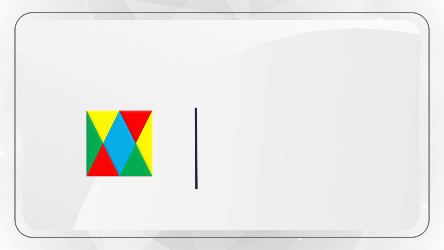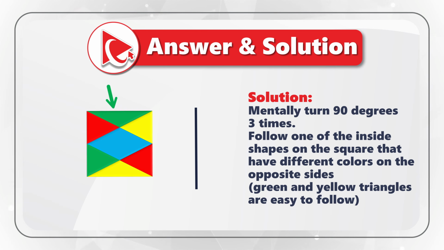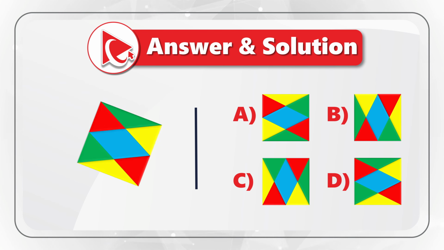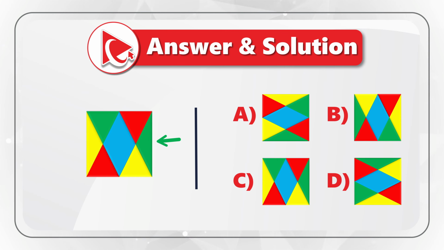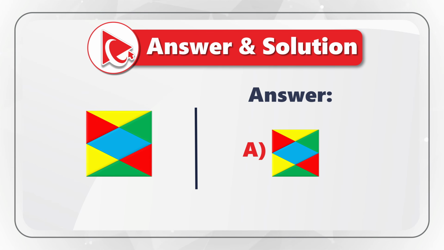Let's take the original square and I am going to follow the green triangle on the left. Let's do the first turn 90 degrees. You see that the green triangle ended up on the top. Let's do another turn. We follow the same green triangle and now it's on the right side. And the last 90-degree turn, our green triangle ended up at the bottom. So the correct choice here is choice A, where green triangle ended up on the bottom.